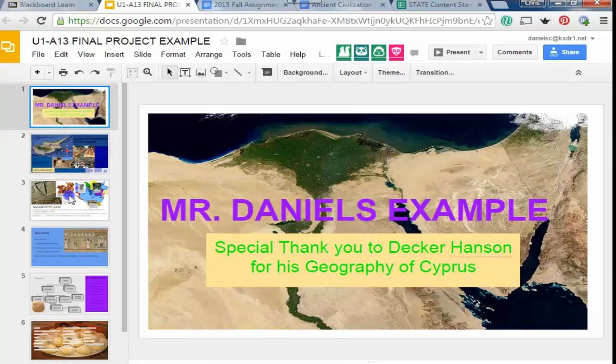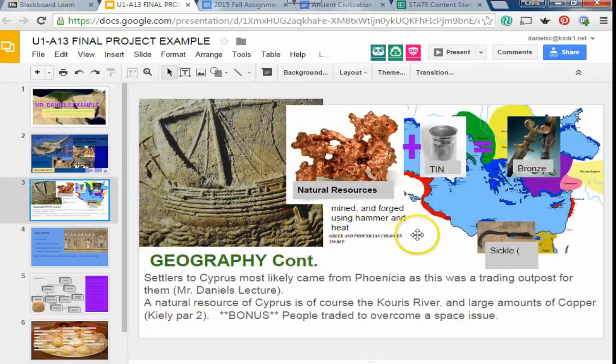Okay. If you go to the next slide, I went ahead and added this in. This originally was part of a Phoenician colony. It's part of the Assyrian Empire. It's part of the Persian Empire. It's part of the Egyptian Empire. It gets conquered a little bit by the Greeks. And it changes hands quite a bit, but they kind of leave it alone.